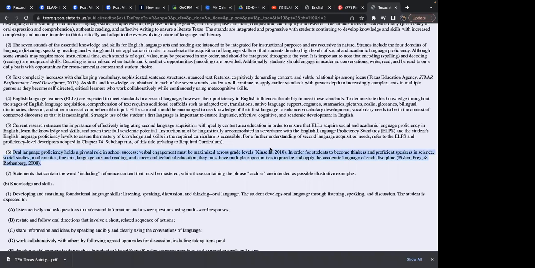Here we see in the TEKS, oral language proficiency holds a pivotal role in school success. It's pivotal. It is in every class. If you can speak and articulate what I need, what I didn't understand from what you just said, if you don't understand any of it, then it's all nothing, right? But if you are able to understand most of it and then articulate the parts that you didn't understand, that's invaluable. And that's what oral language proficiency does.